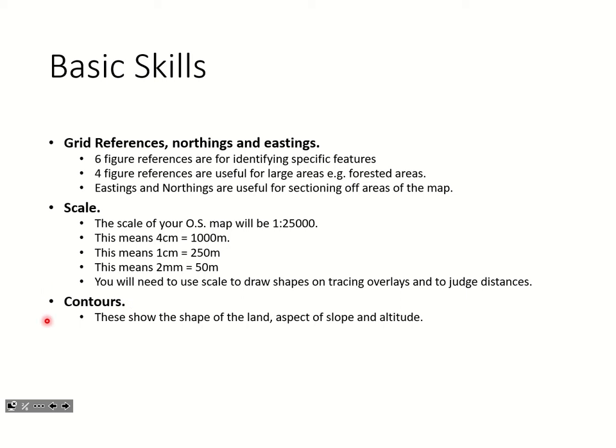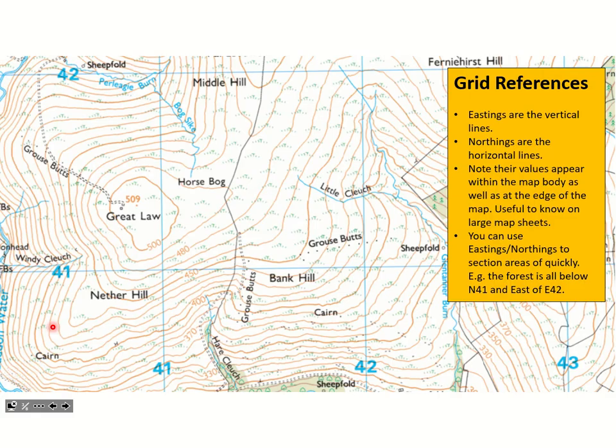You'll also need to make use of contours which show the shape of the land, aspect of the slope, and the altitude. Okay, so let's look at grid references first of all. I've mentioned Eastings. These are the blue lines that you see working their way eastwards across the map. You can see 41, 42 and 43. And you can see these are Northings. The fact that they have the same values is just purely coincidental. They work their ways northwards up the map. And they're a very useful way of being able to quickly section off areas.